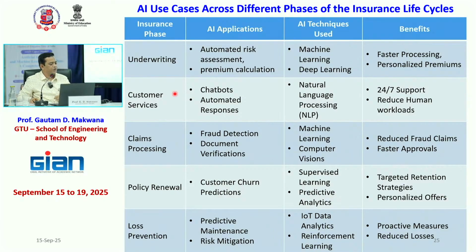So these are some of the use cases for customer service, claim processing, policy renewal, and loss prevention. Fraud detection and document verification use machine learning and computer vision, which will reduce fraudulent claims and give faster approval. In the same way, for loss prevention, IoT data analytics and reinforcement learning are used, with proactive measures to reduce the loss.